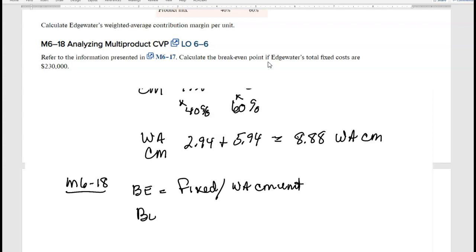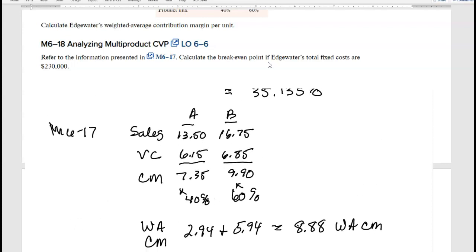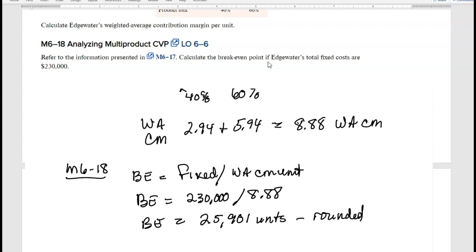So our break even, and we're doing this in units, we're going to get a per unit answer because we're dividing by the per unit. Break even equals fixed costs of 230,000 divided by 8.88. So break even is 25,901 units, and that's rounded. But how much of that is product A and how much of that is product B?